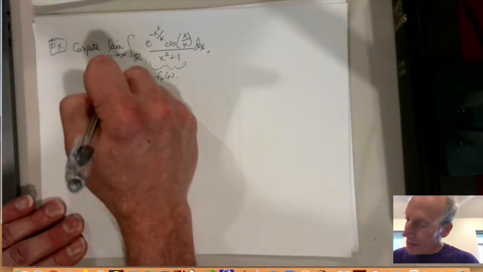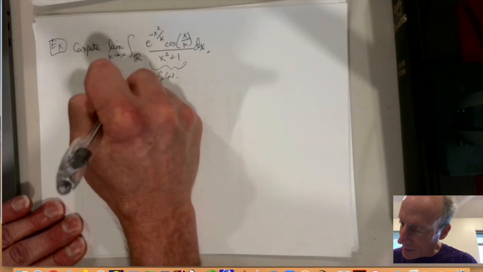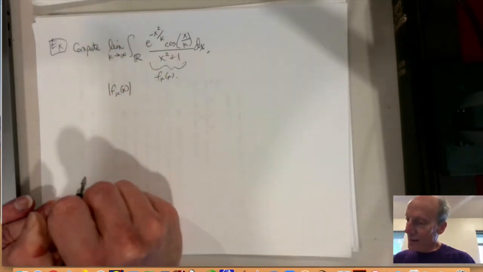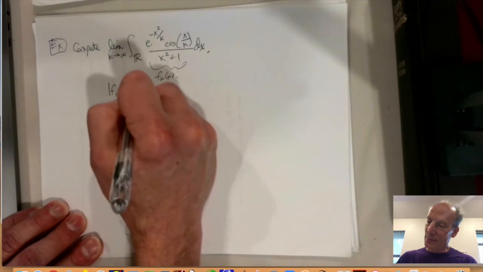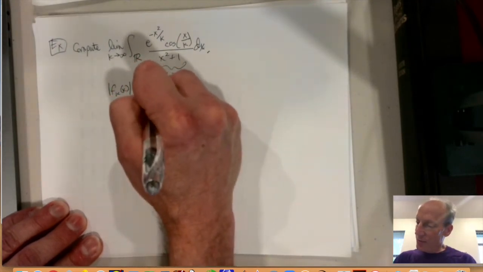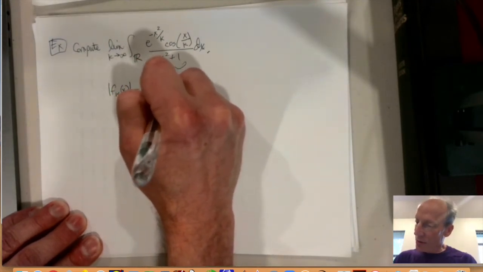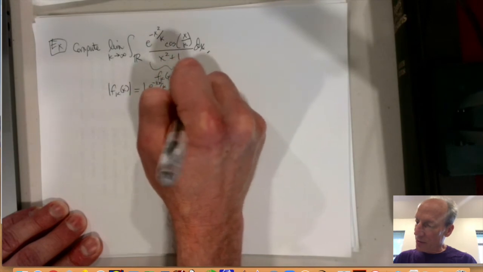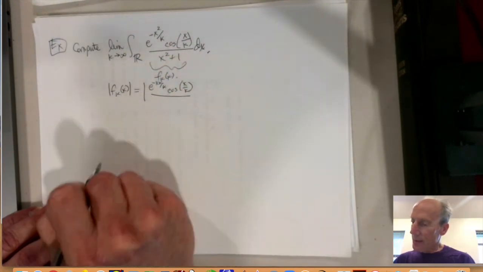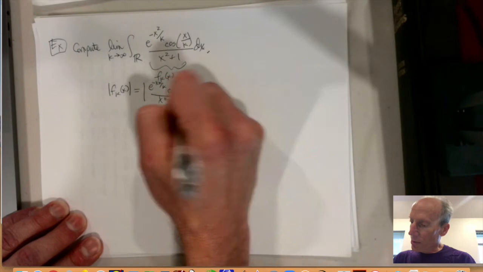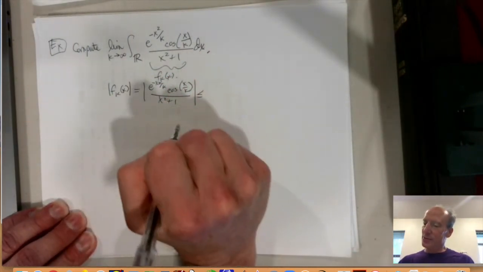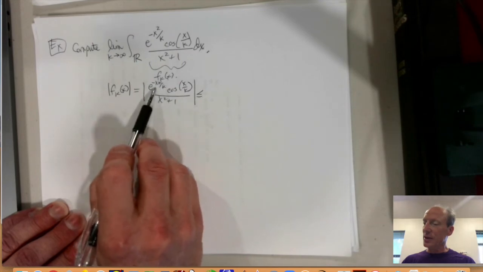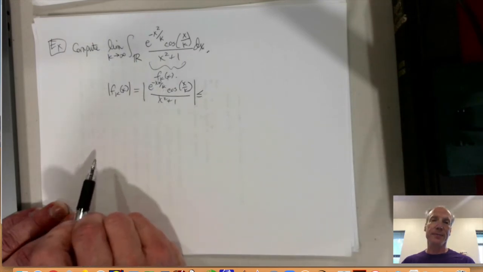However, notice that absolute value of fk of x, I can bound it by something integrable. So this equals the absolute value of e to the minus x squared over k cosine of x over k over x squared plus 1. Okay. So what can I bound the e to the minus x squared over k by?